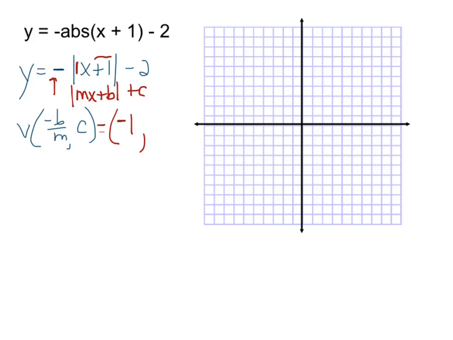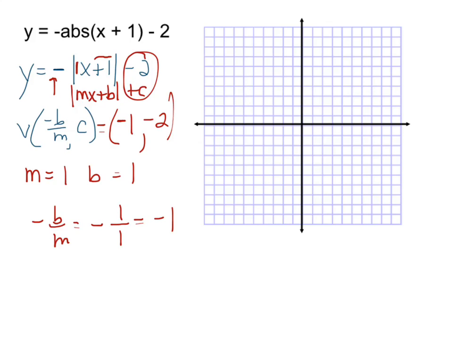1. Okay, so let me write those down again so you can see them. m is just 1, b is just 1, and so negative b over m is negative 1 over 1, which is negative 1. And the c value is always the easy one, negative 2. So there's our vertex, negative 1, negative 2, right there. I like to draw my axis of symmetry at this point. It's going to help me out.